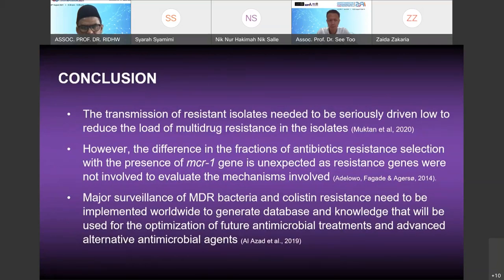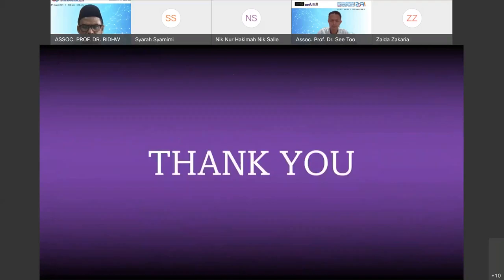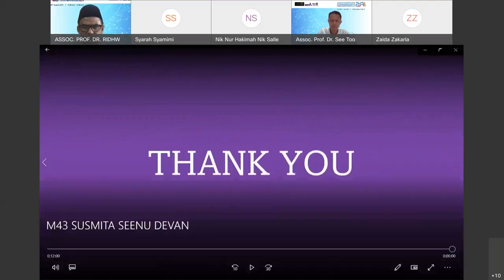resistance. However, the difference in fractions of antibiotic resistance selection with the presence of MCR1 gene is unexpected. Therefore, major surveillance of multi-drug resistant bacteria and colistin resistance needs to be implemented worldwide to generate the database and knowledge that will be used for the optimization of future treatments and also advanced alternative antimicrobial agents. So these are the references used, and thank you.